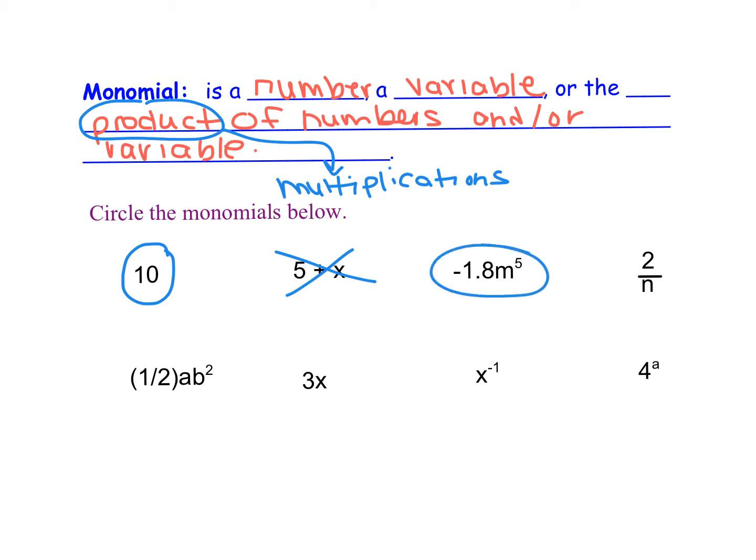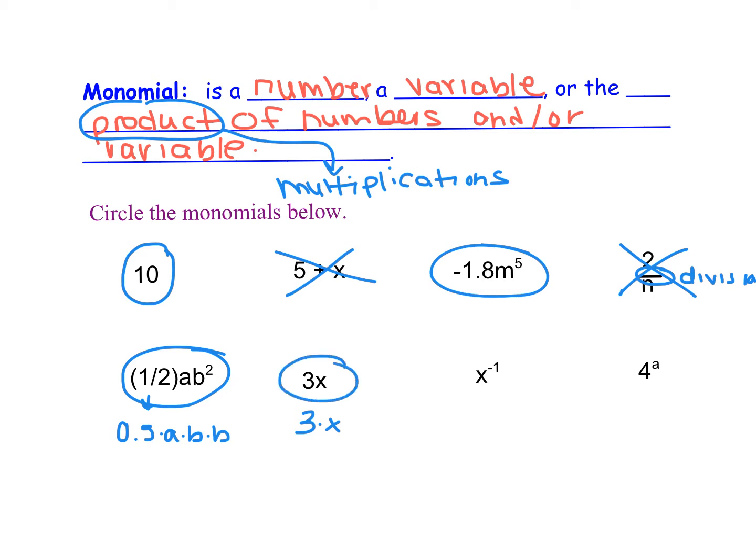Then this next one here, I see 2 over n. Well, already I can see that this is division. It's not multiplication between numbers and variables, so I can already say that is not a monomial. The next one down here, I see 1/2 a b. Remember, 1/2 is just the number 0.5. So this is really saying 0.5 times a times b, which is the multiplication of numbers and variables. So this is in fact a monomial. Here in this next example, we have 3 times x. That's the multiplication of numbers and variables. So that is a monomial.